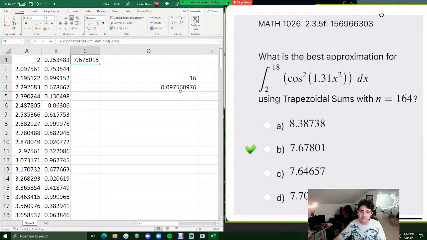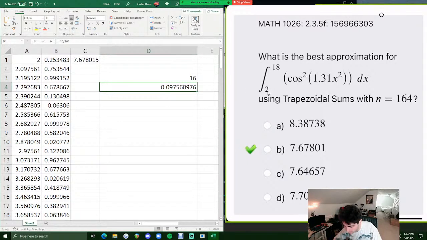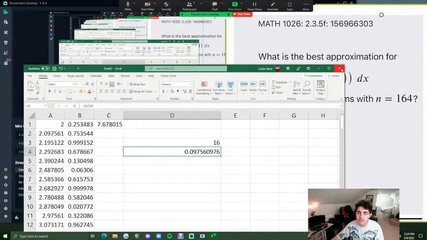7.67801. All right, so it's all a matter of, did you use enough decimals in your width value. All right. Whoever's watching this, thanks for bearing with me. Let's get back to working stuff out by hand.